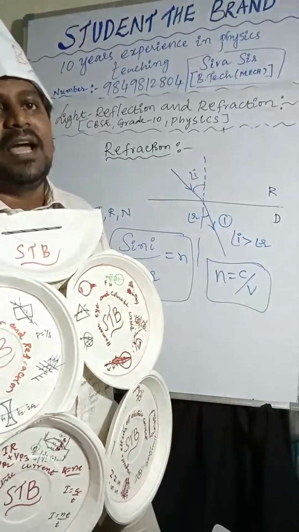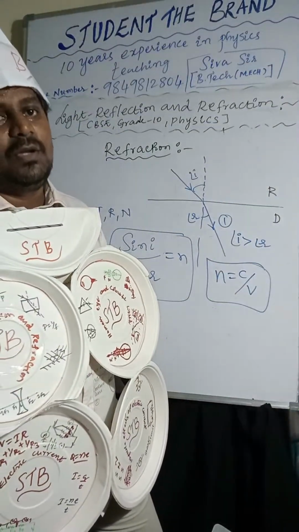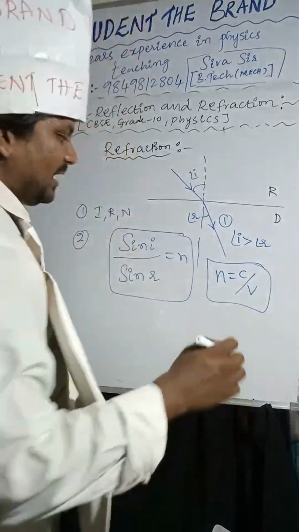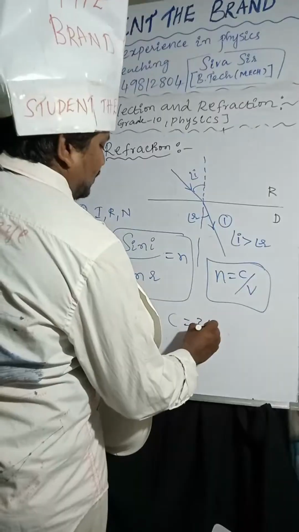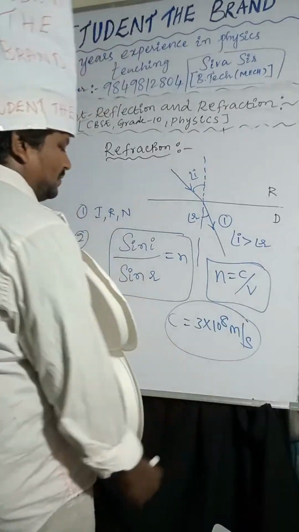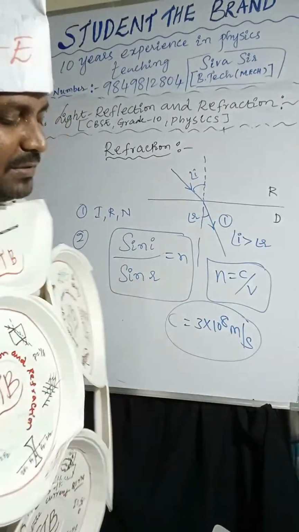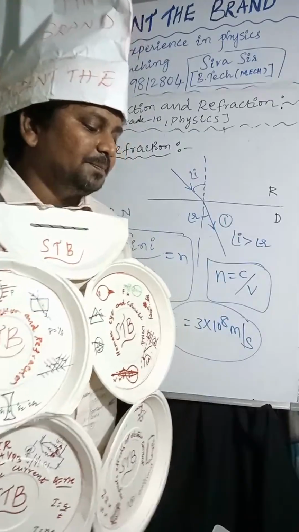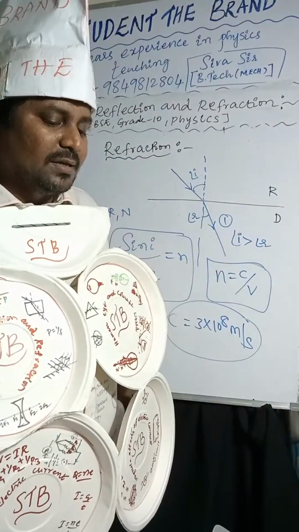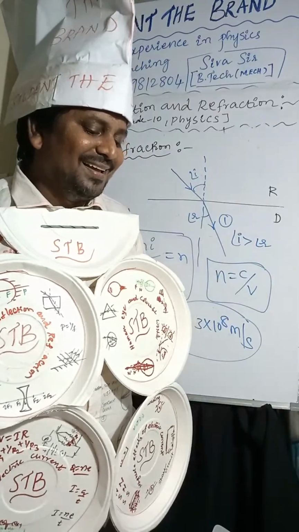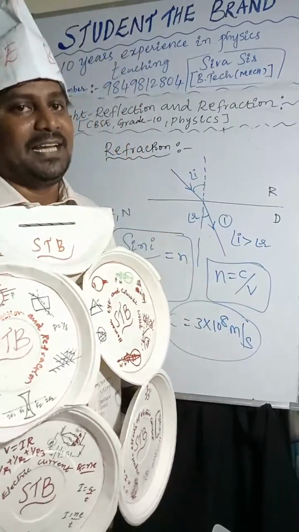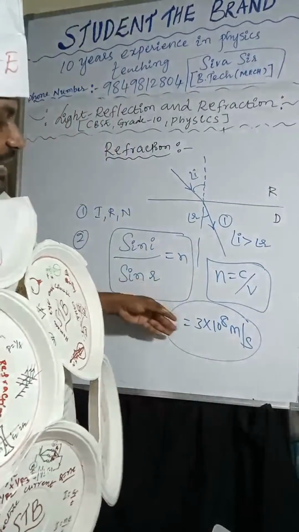The speed of light in vacuum is 3 into 10 power 8 meter per second. This is a very, very important value we have to remember. So the speed of light in vacuum or air is 3 into 10 power 8 meter per second, that is C equals 3 into 10 power 8.